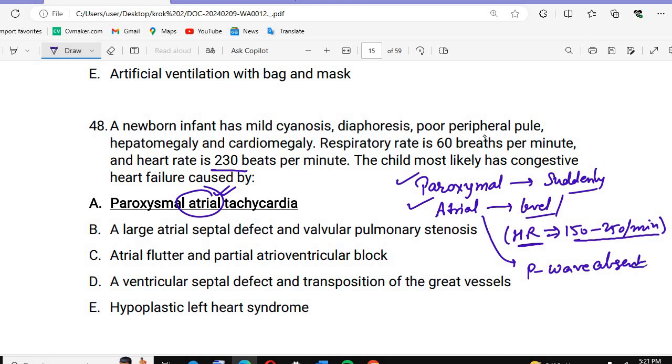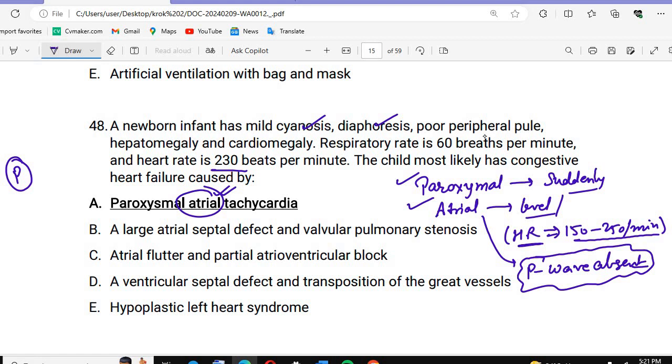I hope every one of you knows that in the ECG we have the P, Q, R, S, T waves, and the P wave tells us about the atrial depolarizations. So there will be an absence of atrial depolarizations. That's why the P wave will be absent in paroxysmal atrial tachycardia, due to which the patient will have mild cyanosis, diaphoresis. So all these things are possible.